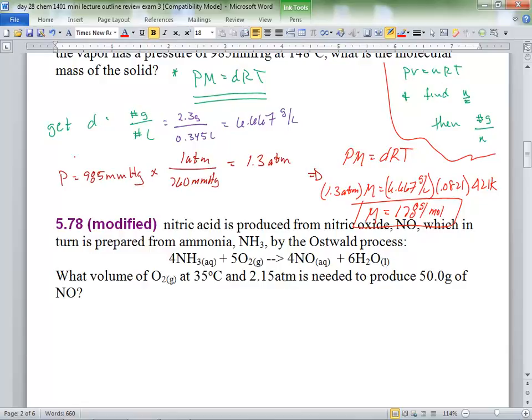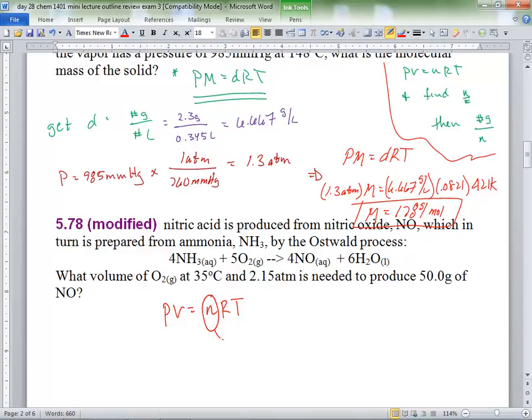So who has a game plan for 78? Use PV equals nRT. Now, Christine's been on a roll. Is anyone going to argue with her? No? PV equals nRT, yeah. All right. What are we missing to use PV equals nRT? We're missing n. Good. Where are you going to get the n?